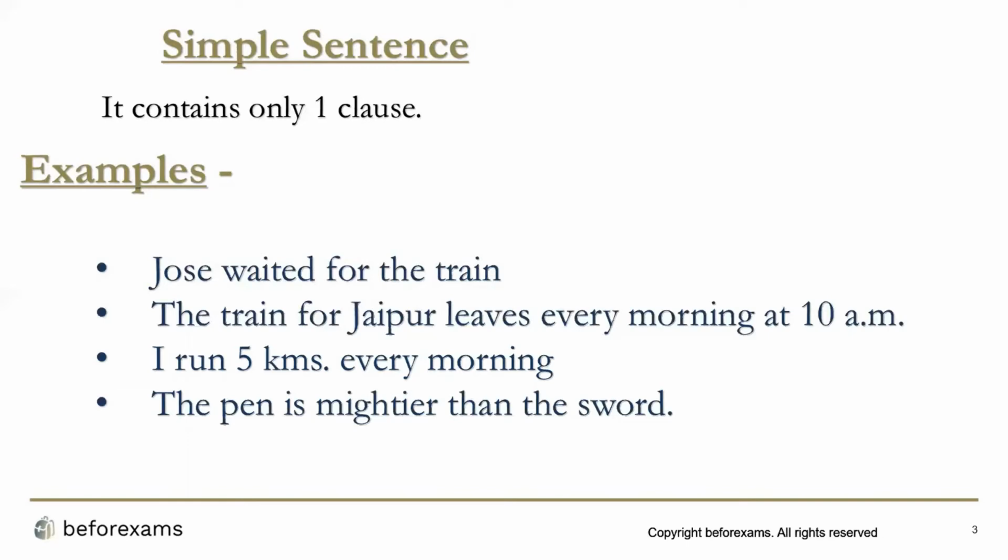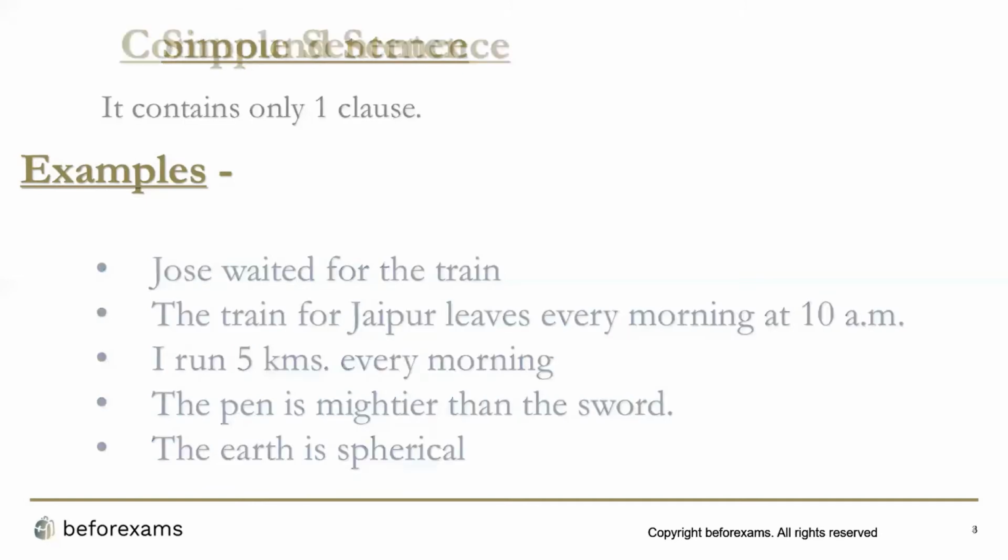The pen is mightier than the sword, or there is a saying, a pen is mightier than the sword. So there is only one piece of information that I'm giving in this sentence. So it is a type of simple sentence. The earth is spherical. Again, there is only a single piece of information which is being conveyed. So this is a simple sentence.